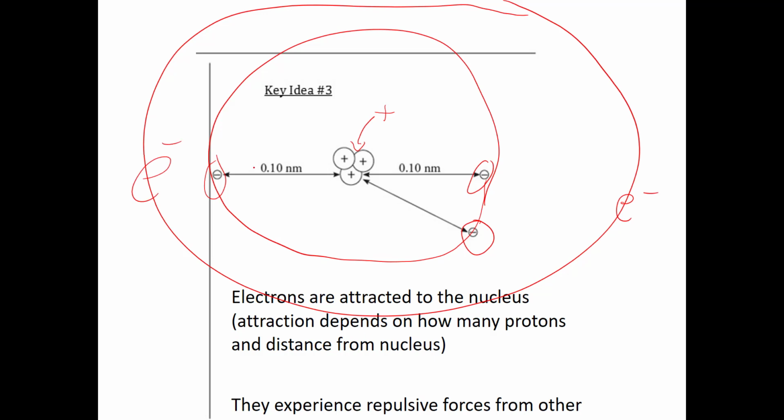They experience repulsive forces from each other. So we have two forces going on here. We have the attraction, but we also have the repulsion. So we have to keep both charges in mind when we talk about key idea number 3.